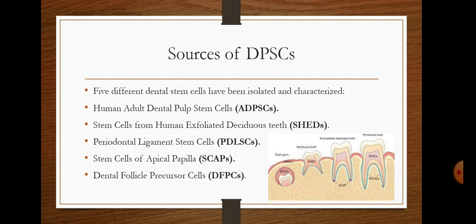Sources of dental pulp stem cells. Five different dental stem cells have been isolated and characterized. First one is human adult dental pulp stem cells. Second one is stem cells from human exfoliated deciduous teeth. Third one is periodontal ligament stem cells. Fourth one is stem cells of apical papilla, and the last one is dental follicle precursor cells.